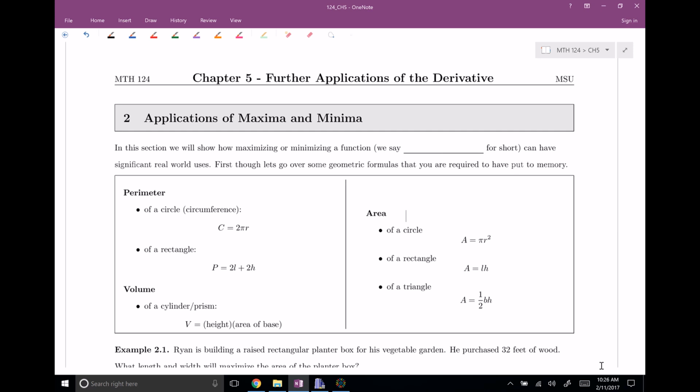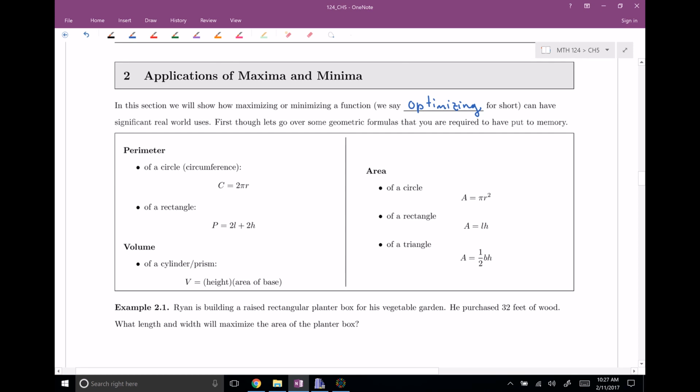So yeah, we're going to be showing how maximizing and minimizing functions, in this case you often say optimizing for short, can have very significant real-world uses. First though, I'm going to go through some geometric formulas that I expect you should have put to memory. So these are them down here. The claim is if there are any problems out there that need anything more than this, then I will make sure that I give you those geometric formulas. But these ones I expect you to know.